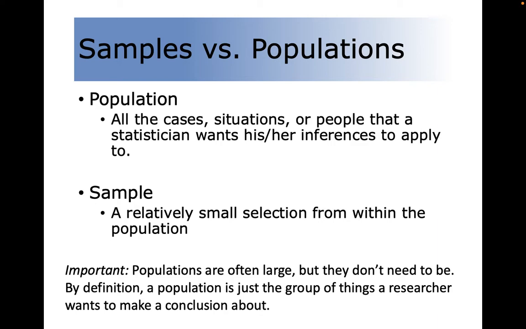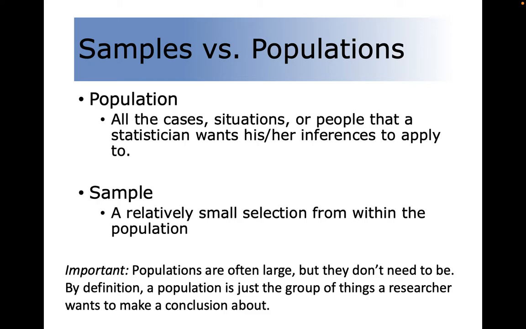So a sample refers to the people or the cases or the situations that are actually studied and used to make an inference about the population. These terms, meaning population and sample, are not introduced in the textbook until chapter 3, but they're important enough that I wanted to mention them here in the first lecture.